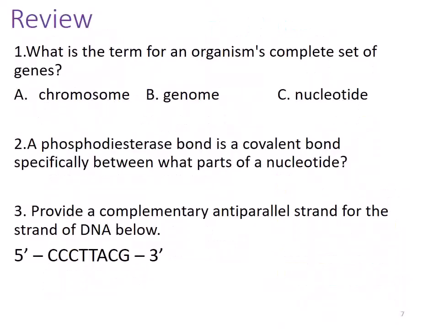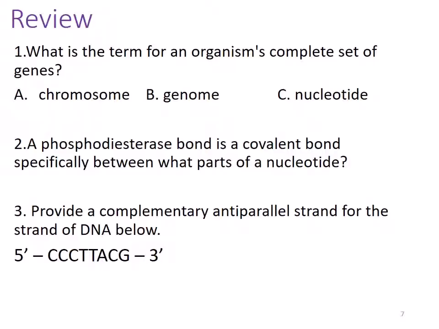So what's the term for an organism's complete set of genes? That's the genome. And then a phosphodiester bond is a covalent bond specifically between what parts of a nucleotide? That's what makes up that sugar-phosphate backbone.